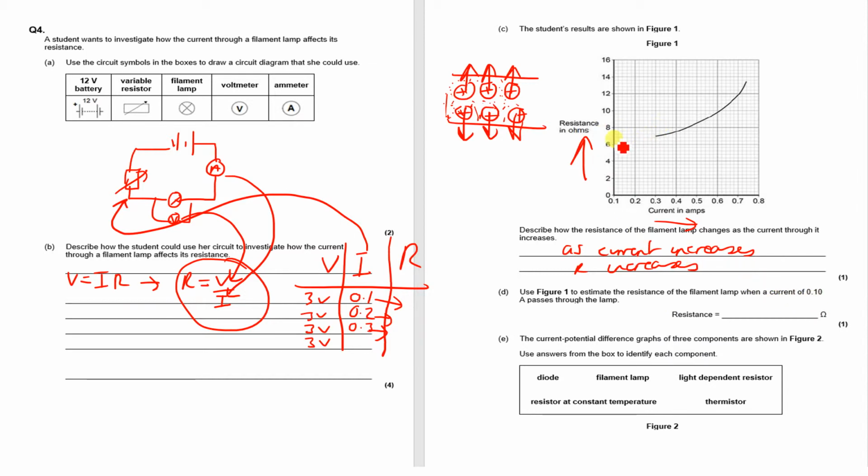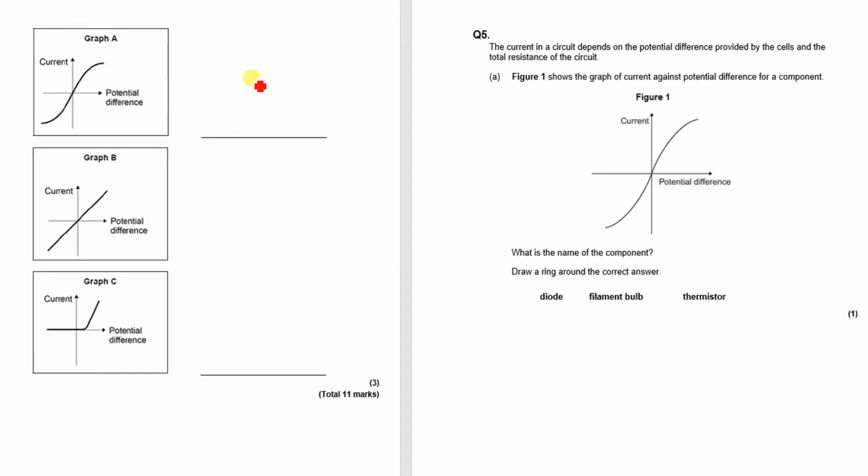So we just need to kind of finish this graph off. Looks something like that. And we're looking at a value here of around maybe 6.4 ohms. Okay, the current potential difference graph of 3 components is shown in figure 2. Use answers from the box to identify the components. So I'm hoping you know all of these by now.